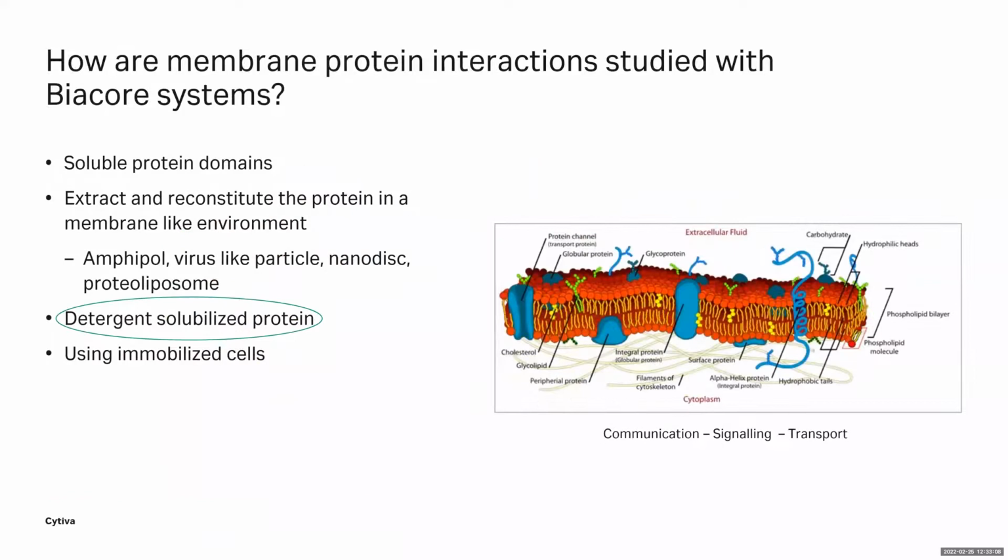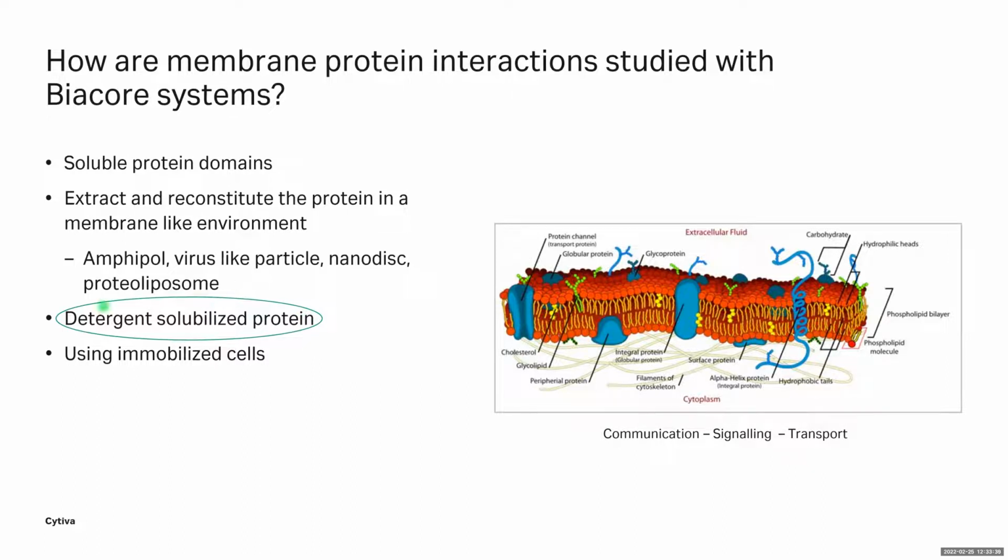So how can we do membrane protein interactions using Biacore? How can we measure these interactions? There are a variety of approaches published in the literature, working with soluble protein domains, usually extracellular or intracellular domains. We can do extractions and protein reconstitution in a membrane-like environment, might be using a VLP or a nanodisk, or working with detergent solubilized protein without reconstitution.